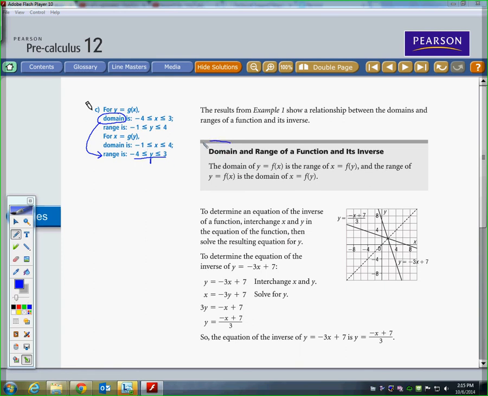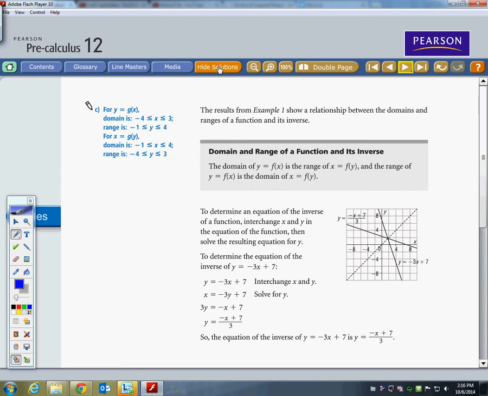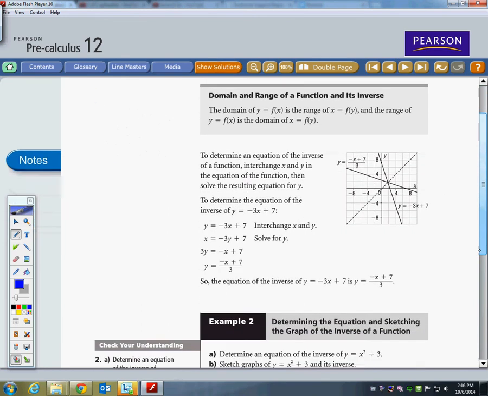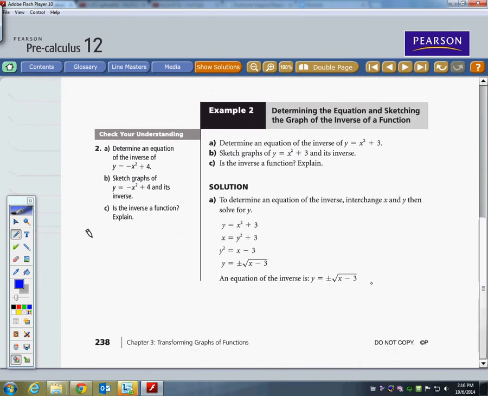And that's what this states right here, they switch the domain and range of a function and its inverse. The domain of the original function is the range of the inverse function, and the range of the original function is the domain of the inverse, so you switch the two. Okay, let's take a look at our second example here. Determine an equation of the inverse of y is equal to x squared plus 3.